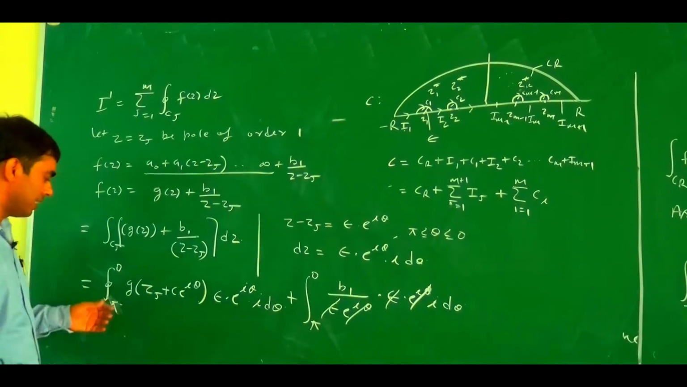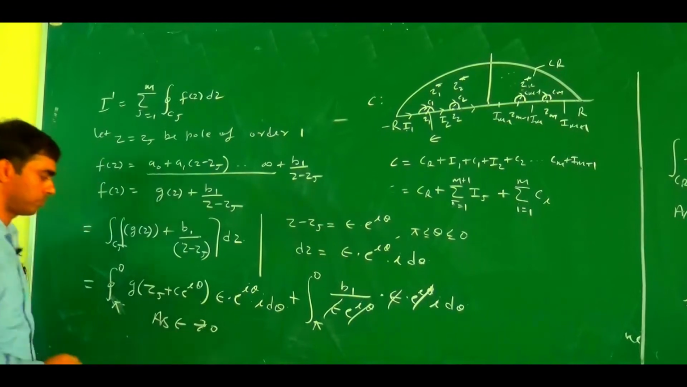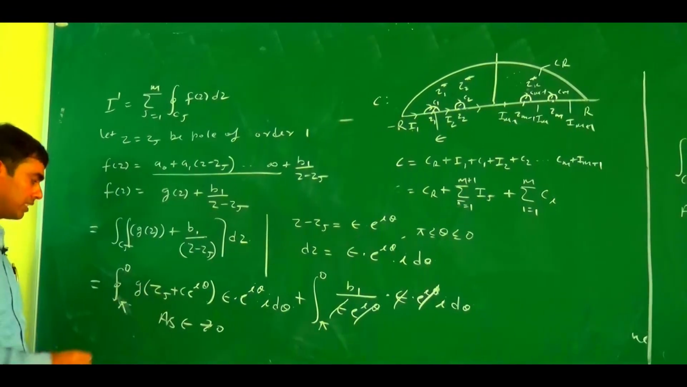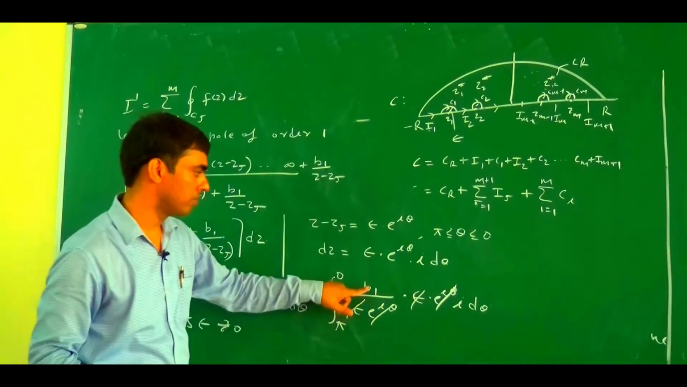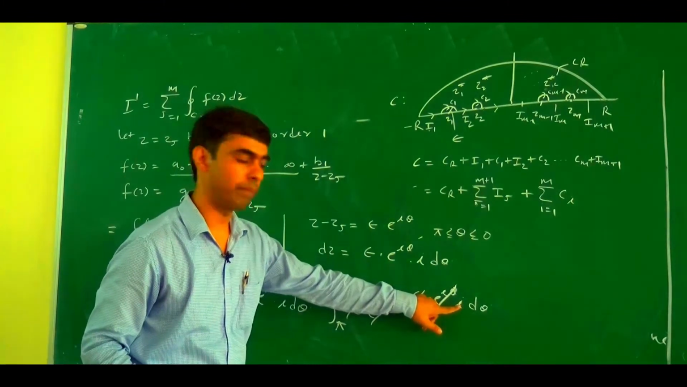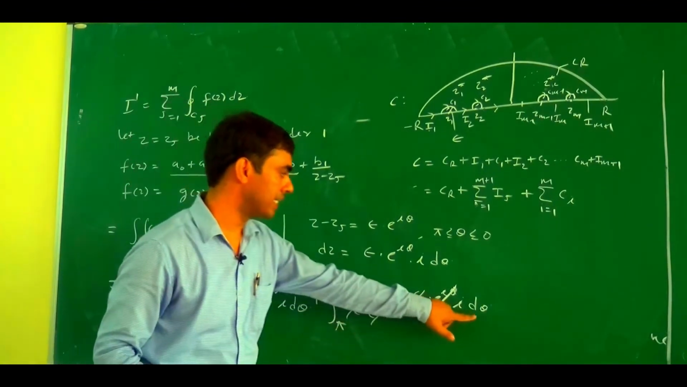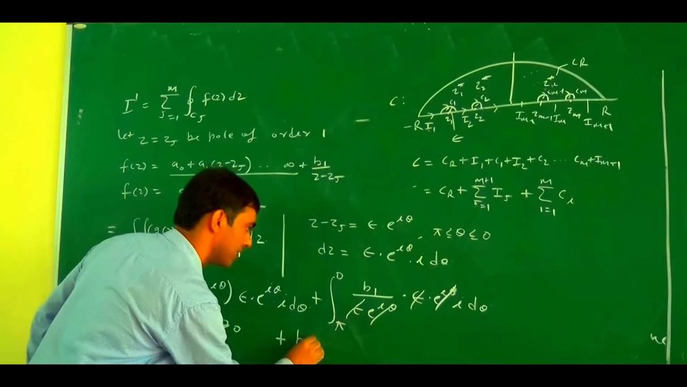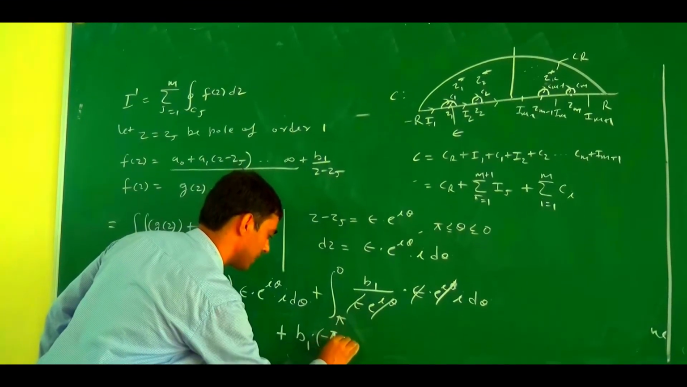So, as epsilon tends to 0, if you closely observe, this integration tends to 0. Means the first integration tends to 0. What is the value for this one? b1 into I, and this one pi to 0. So if we integrate with respect to theta, this becomes b1 into I minus pi I, minus pi.